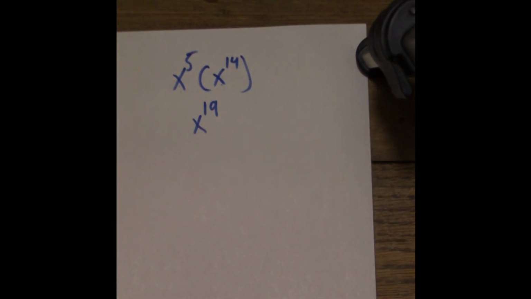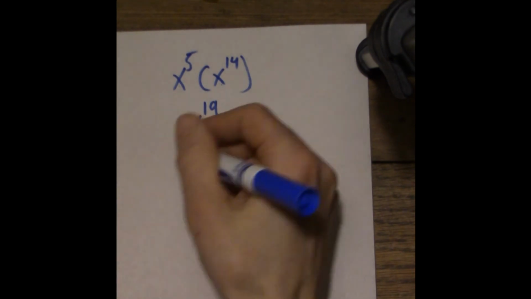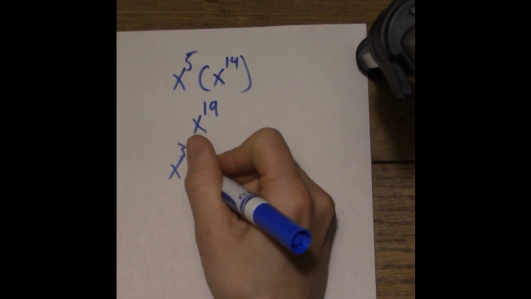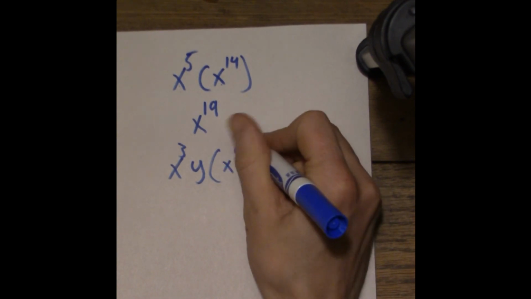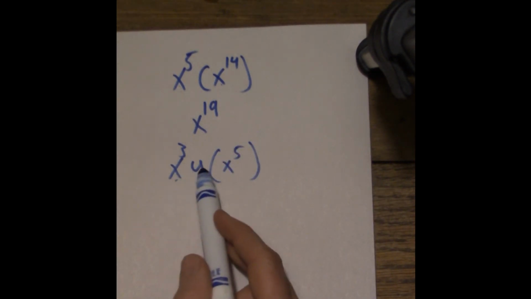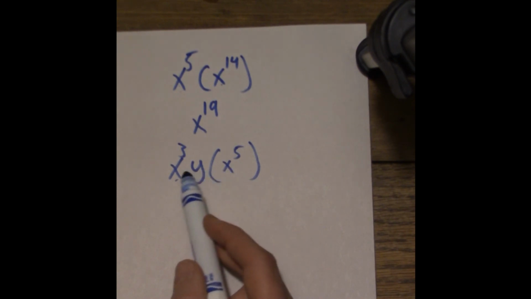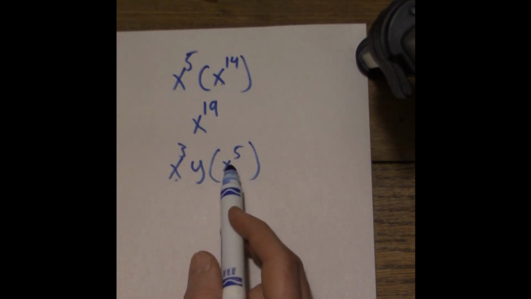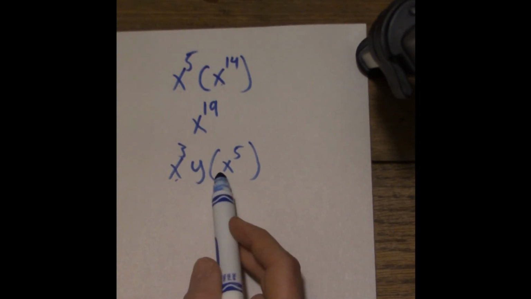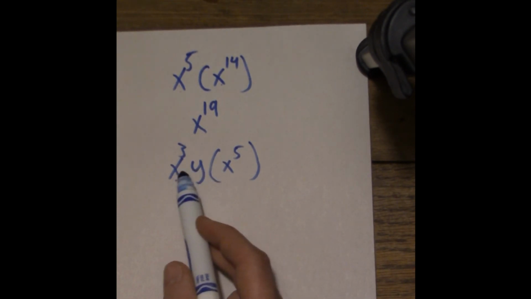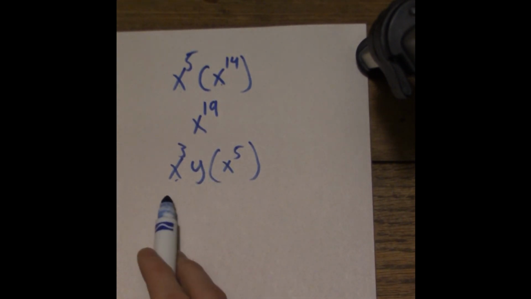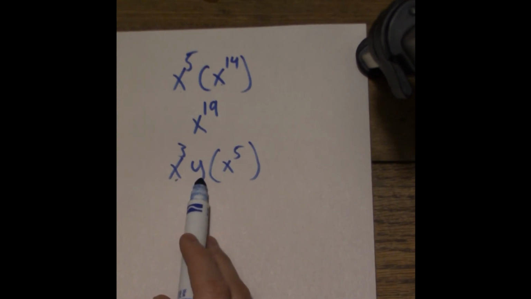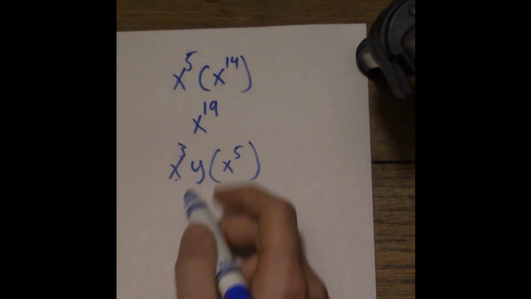So that's pretty simple. But let's add some other variables into there to see if we can trick you up a little bit. If you have x to the 3rd times y times x to the 5th, some of you might think, oh no, we can't multiply these together because this has a y with it. But in multiplication, we can rearrange how we are multiplying the terms. And some of you might remember that we can change this order using the commutative property.